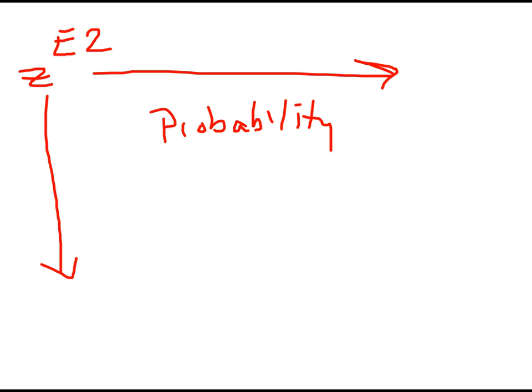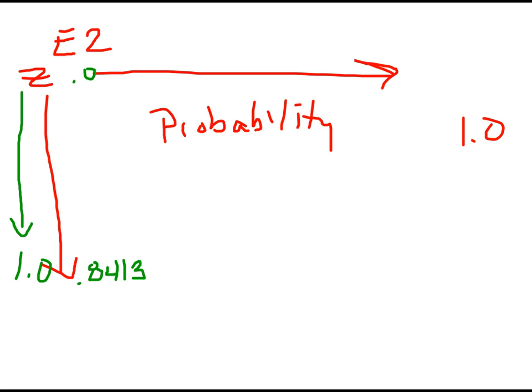So, for example, if you end up with a z-score of 1.0, you come down the left-hand side of the table until you get to 1.0 and go over to the first column, which is 0.0, and you'll see a probability of 0.8413.